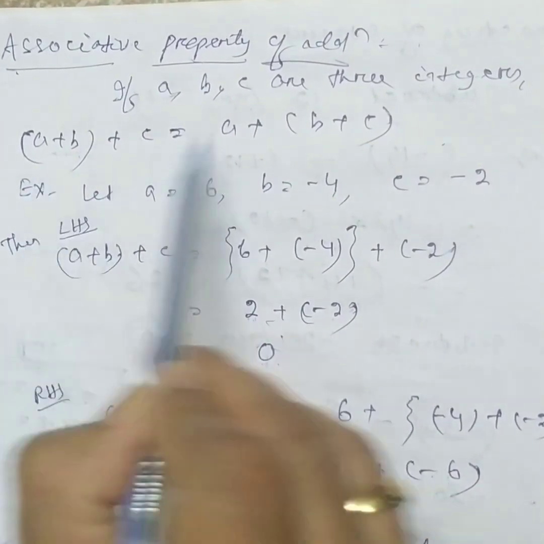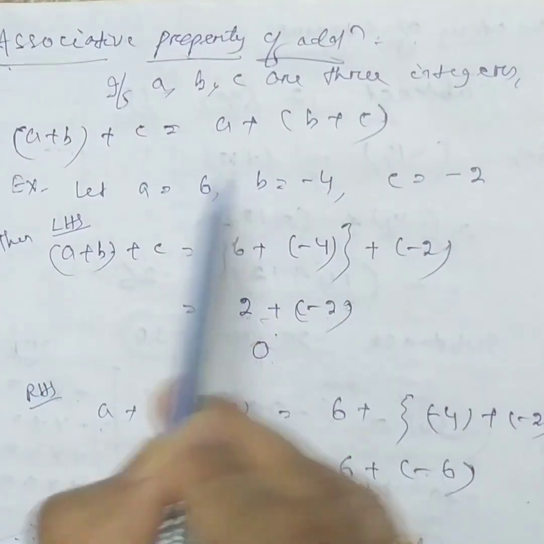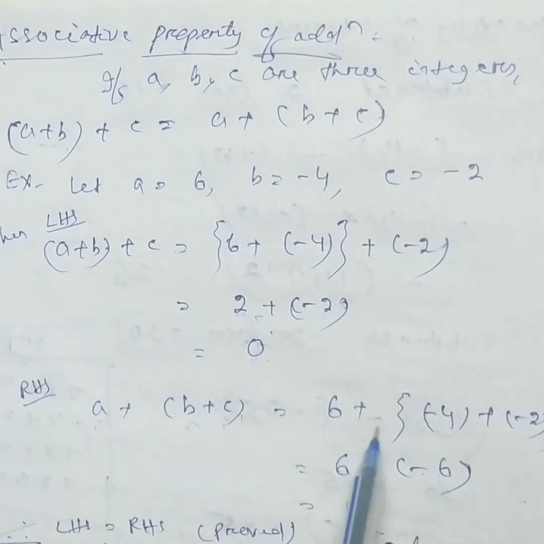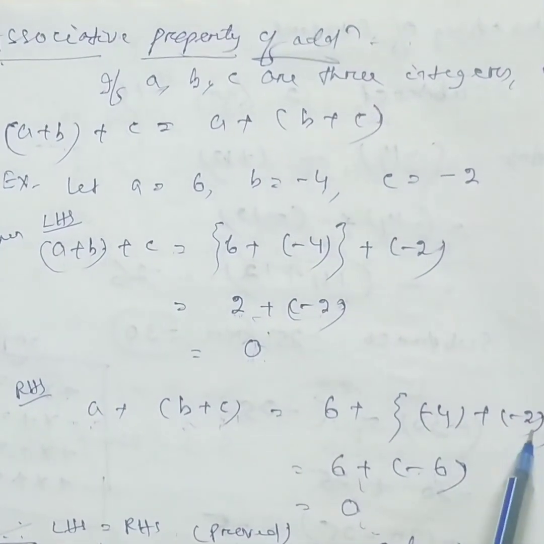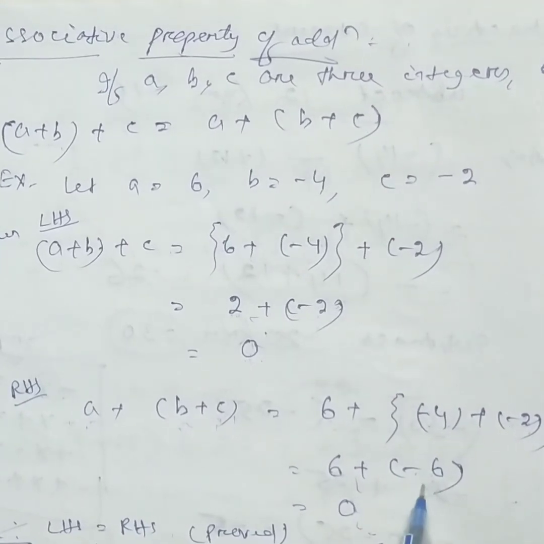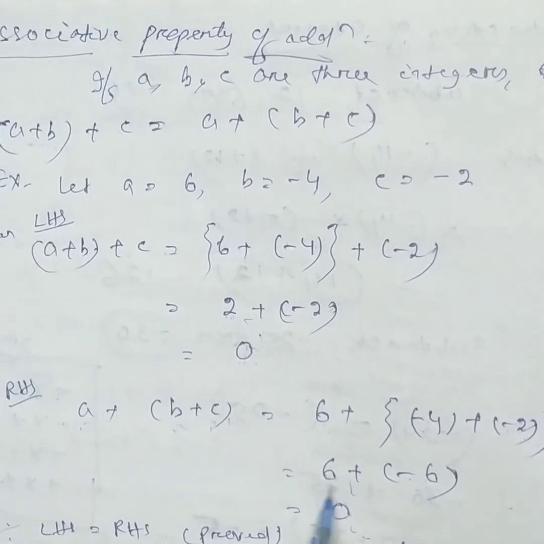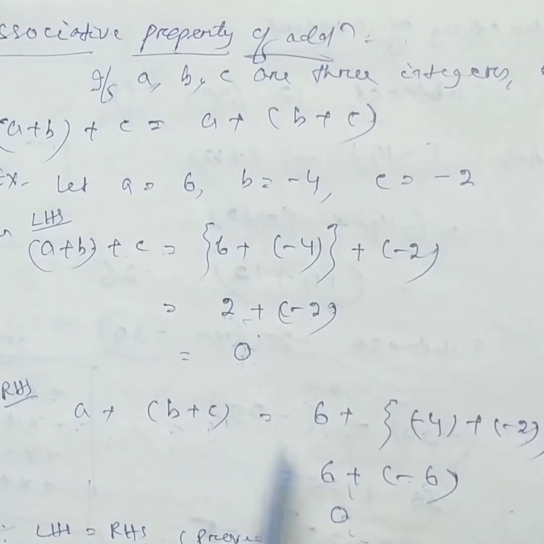Here one group is there, here B is added to here, so other group. But the value will remain the same. A plus A is outside and BC is inside the bracket. So minus 4 minus 2, I have to solve this one. I will keep it like this, 6 plus 4 minus 6 will be 0. So these two are equal.